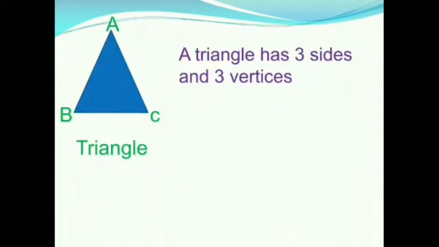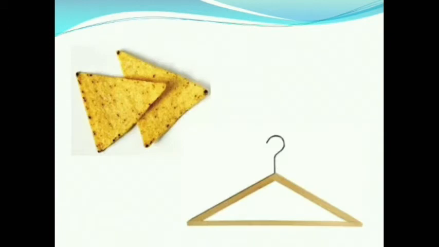This is a triangle. A triangle has three sides and three vertices. These are some examples of triangle. See these chips. You will like chips now? The chips will also look like a triangle. Ask your mother. She will hang clothes now? Check in your house. Hangers will also be in triangular shape. The carrot, radish will also look like a triangle.